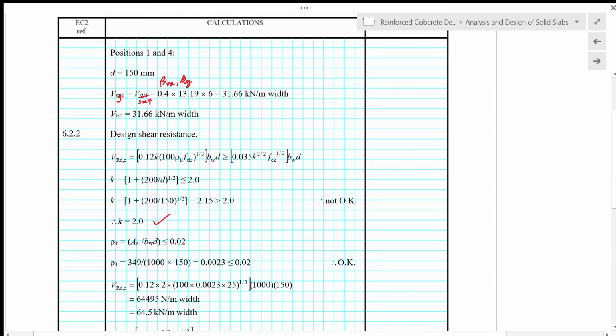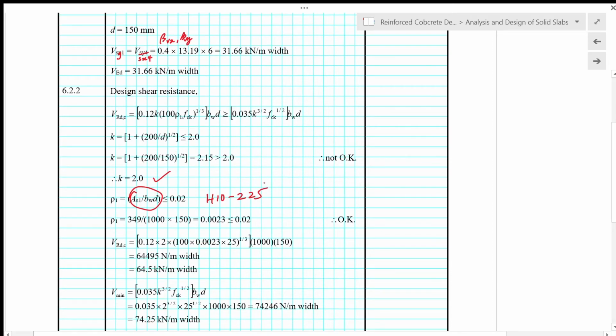And then rho 1 is the provided steel ratio. So at positions 1 and 4, we have H10 at spacing of 225. So the provided steel is 349 square millimeter per meter width. So the width is 1000 mm, and then the effective depth is 150 mm. So we get 0.0023 for the rho 1 value.